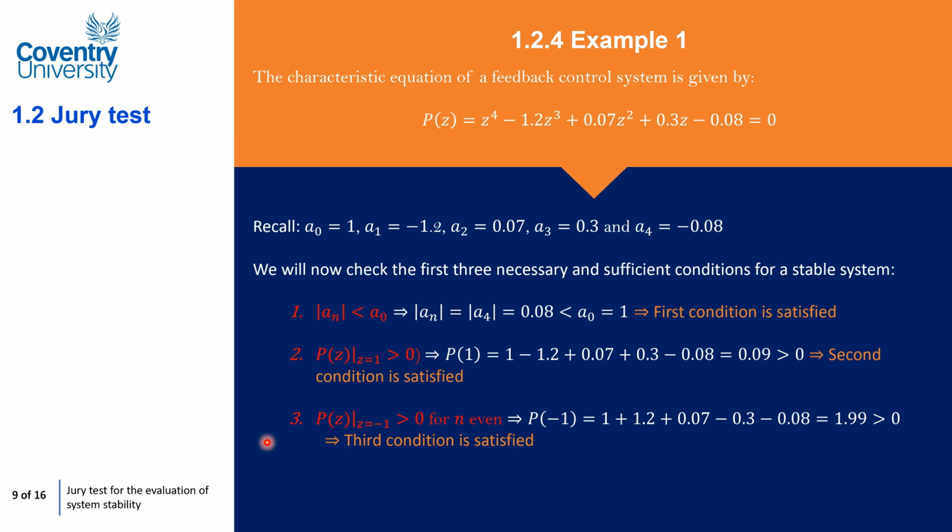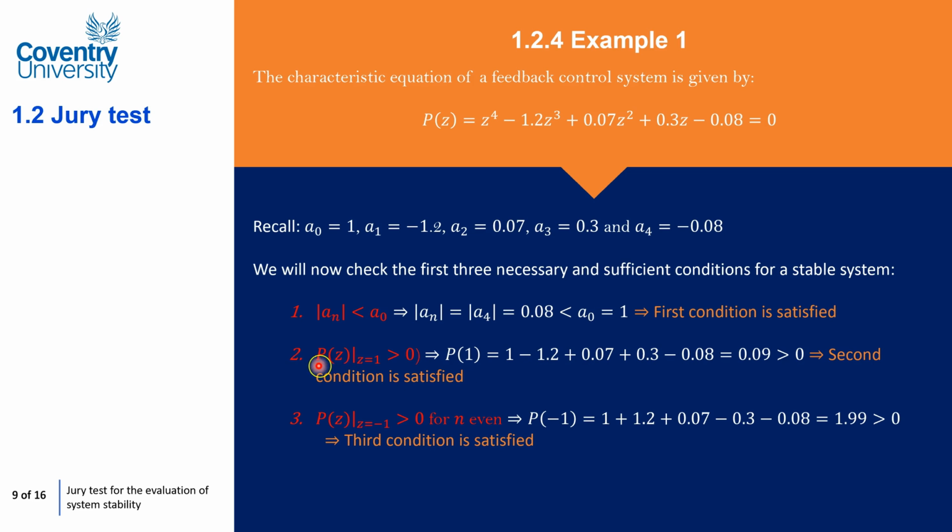What I'm now going to do is run through the first 3 checks, the first 3 necessary and sufficient conditions for a stable system. If I remember, the first test here in red, the modulus of an must be less than a0. In this case, an, which is a4, is equal to 0.08, and a0 is 1. So that's obviously less than 1. So the first condition is satisfied.